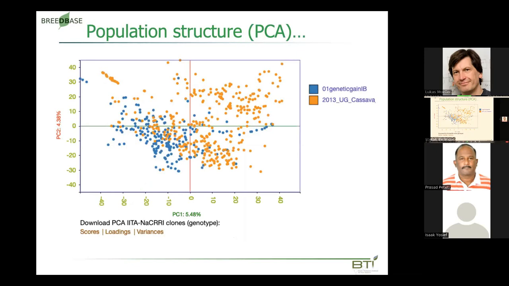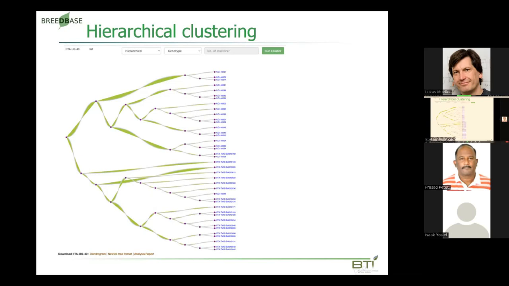If you want to know if there is any grouping or underlying pattern in a set of clones, you can also do PCA, and you would be able to see, for example, if you have clones from different breeding programs, you can see them color coded, and be able to tell if there is any differentiation. If you want to do a more nuanced clustering analysis, you can use hierarchical clustering, and this will show you again how pairs or clusters of clones are related with each other, and be able to see any differentiation again.